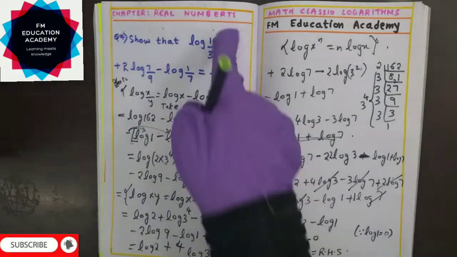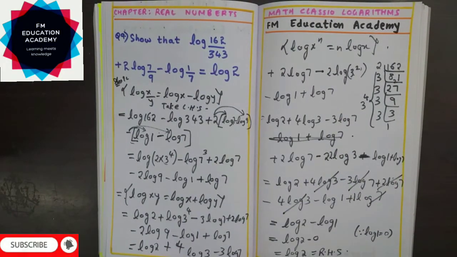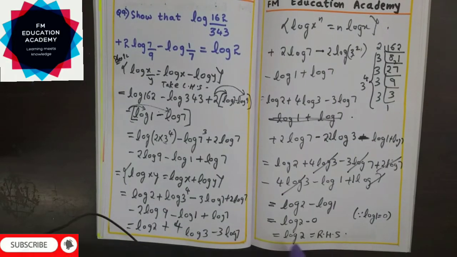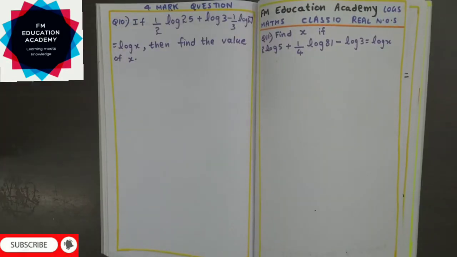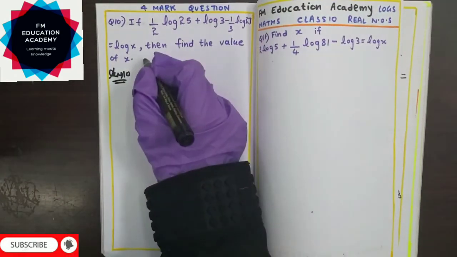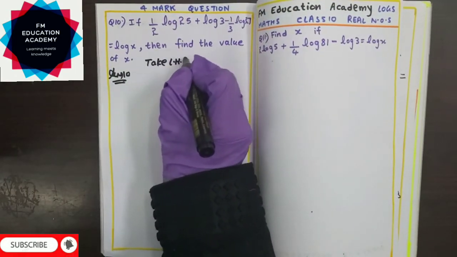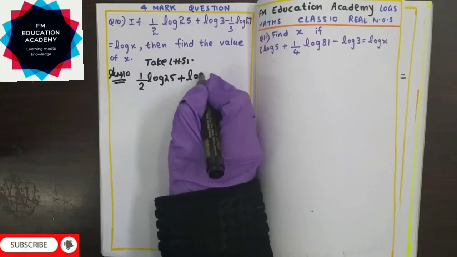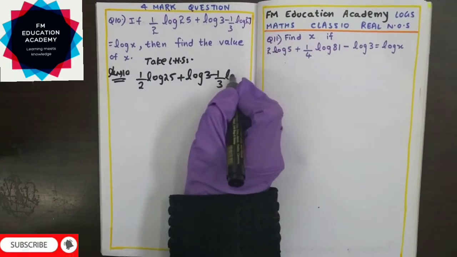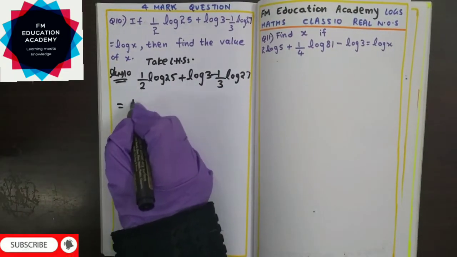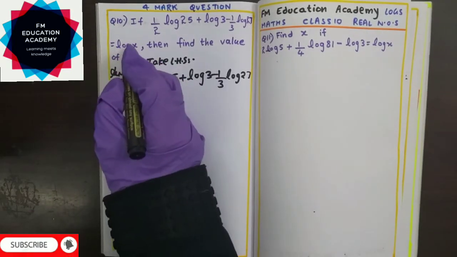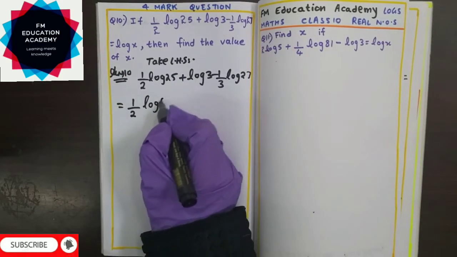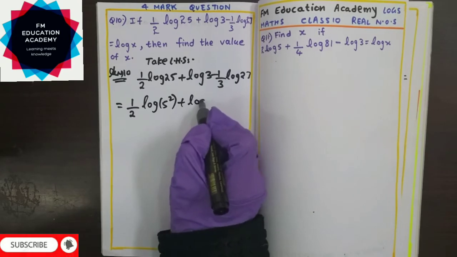So in such type of questions, always take the LHS and solve. This is a 4 marks question. Log 2 is RHS. And this is given. Take LHS. LHS is 1 by 2 log 25 plus log 3 minus 1 by 3 log 27. Now this can be written as 1 by 2 as it is. We have to make it equal to log x and then we have to find out the value of x. That is the question. So I can expand 25 as 5 squared plus log 3 minus 1 by 3.